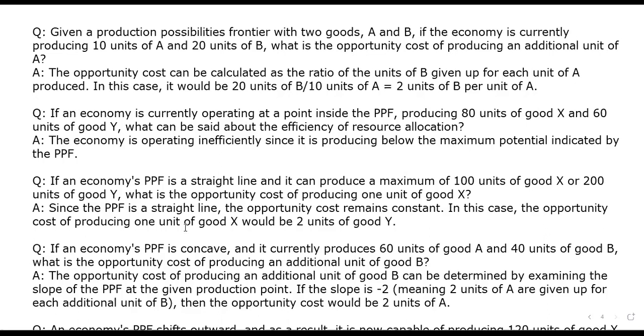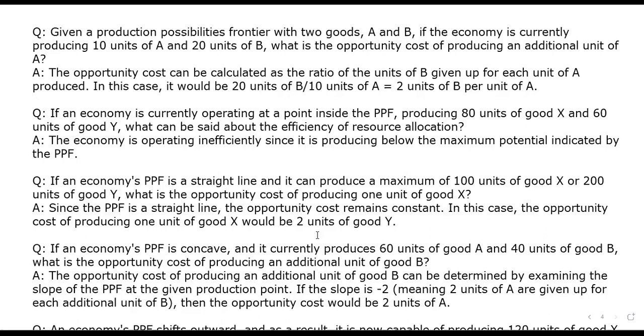If an economy's PPF is concave and currently produces 60 units of A and 40 units of B, what is the opportunity cost of producing an additional unit of B? In this case, we're going to divide. We have 60 units of A and 40 units of B, so we're going to have 1.5 as the opportunity cost. It's supposed to be 1.5, so just round it up here.